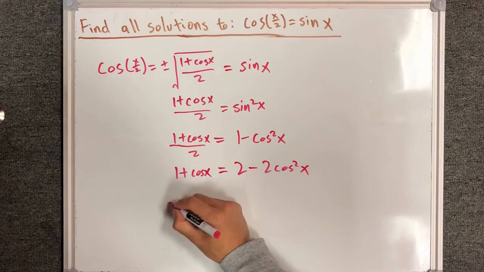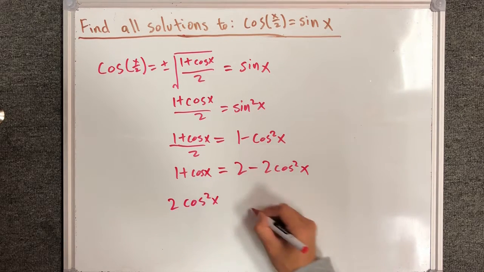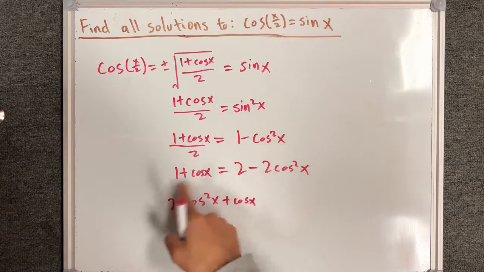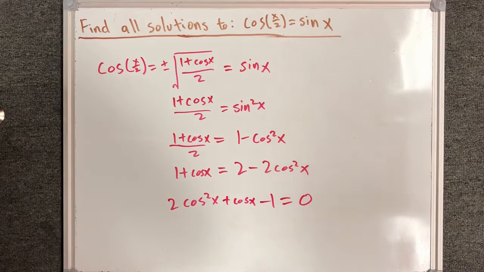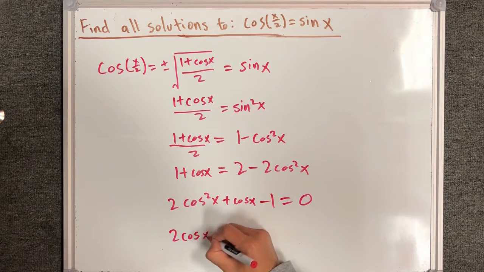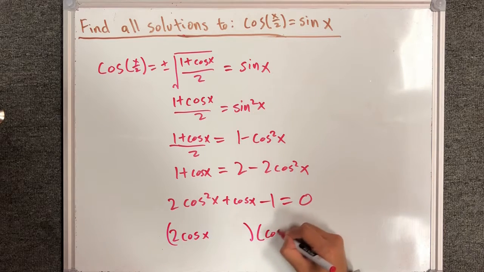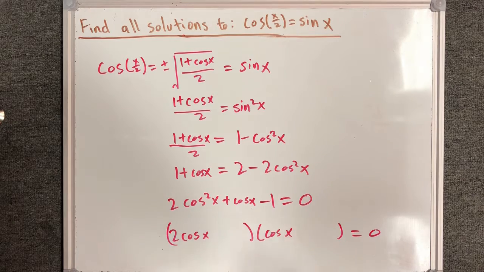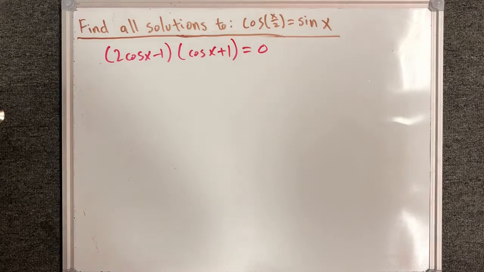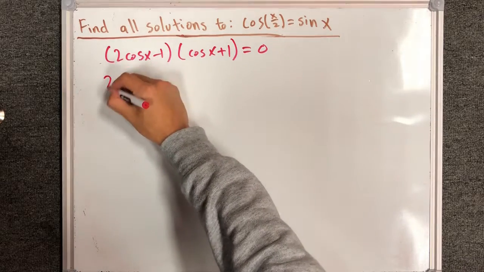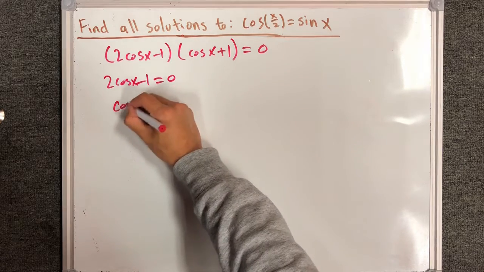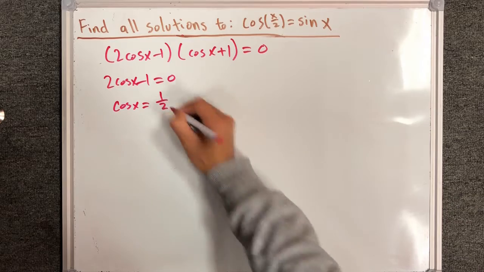Move everything to the same side: 2 cosine squared x plus cosine x, and 1 minus 2 gives minus 1, equal to 0. I can factor this as we would a quadratic. So we have 2 cosine x, and I see I need a plus cosine x here, so this is going to be plus 1, minus 1. From the first factor, we have that 2 cosine x minus 1 should be equal to 0. Solving for cosine x, we get that cosine x is equal to 1/2.